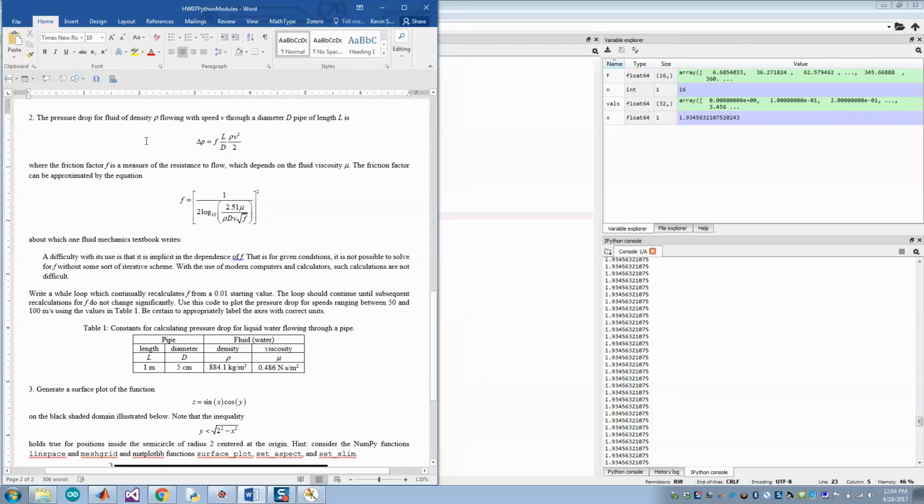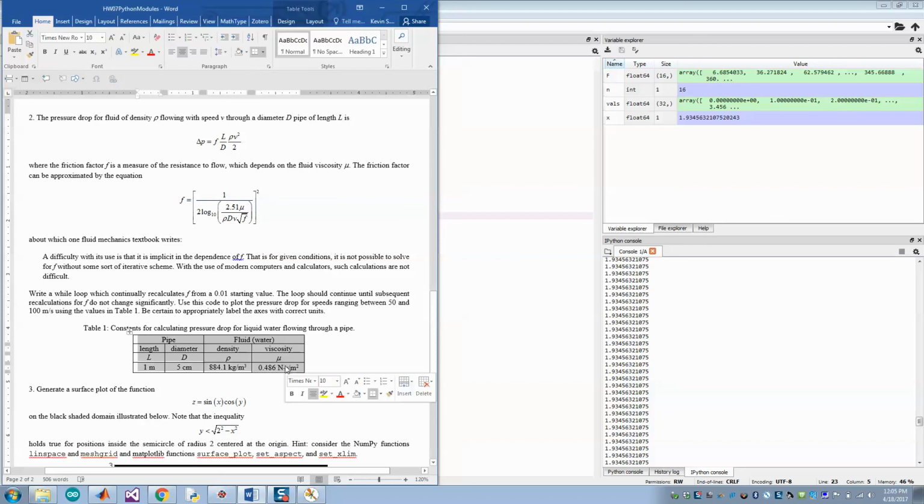A lot of times we're interested in how much the pressure changes, the change in pressure when you're flowing through a pipe. L is the length of the pipe, D is the diameter of the pipe, rho is the density of the fluid flowing through the pipe, and V is the speed of the fluid flowing through the pipe. In this problem, I've given you the value for the length, the diameter, the density, and also the viscosity mu. That shows up here in the equation for f. So I've given you all these values.